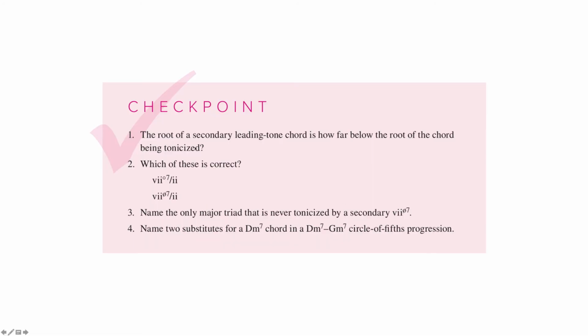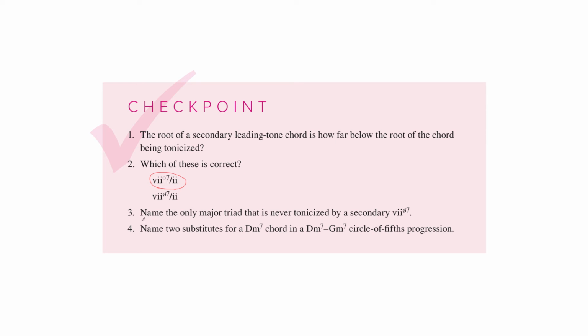Checkpoint. The root of a secondary leading tone chord is how far below the root of the chord being tonicized? The answer is minor second down. And which of these is correct? The first one or the second one? The first one is correct. The difference is the first one is a fully diminished 7th and the second one is a half diminished 7th, because the chord being tonicized is a minor chord. The secondary leading tone 7th has to be a fully diminished 7th.